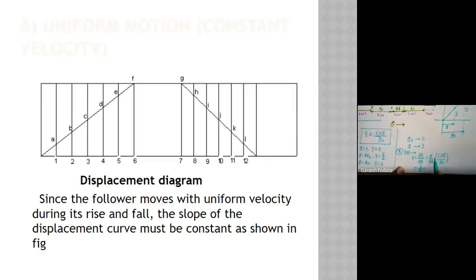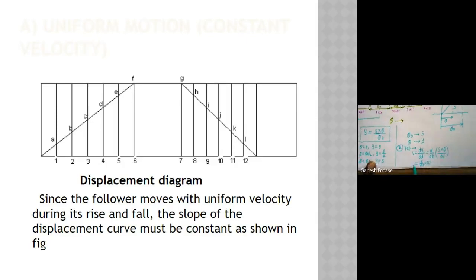How much is this? d theta by dt is nothing but omega. So it is S by theta O into omega. So the equation for velocity is this one: velocity is equal to S upon theta O into omega. And this remains constant. You can see all terms are constant. As we know, the motion is uniform velocity, so we prove that the velocity in this case remains constant as the motion is uniform.